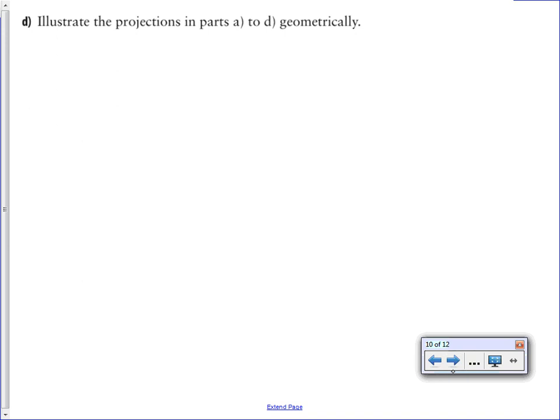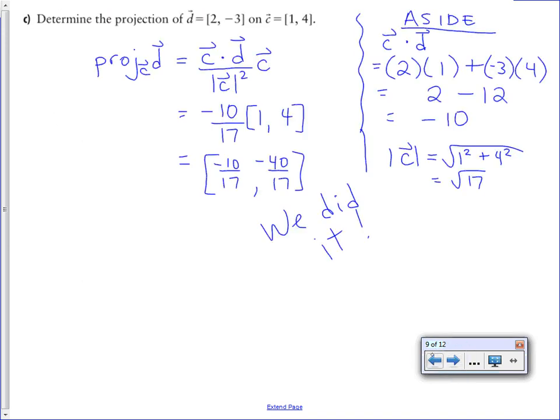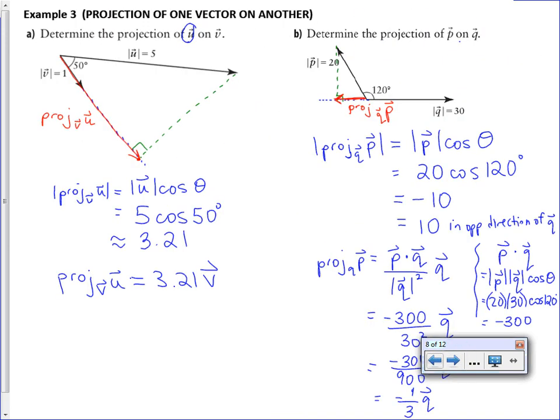Okay, so we'll finish this off and start 7.4 on Monday. Do as much as you can. You should be able to do the majority of the homework, guys.